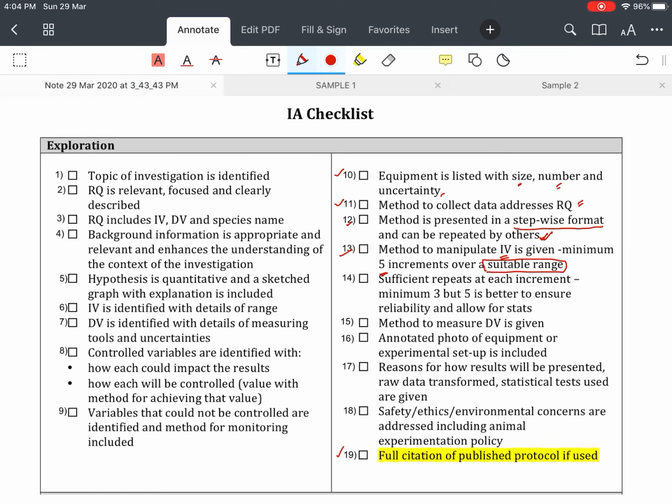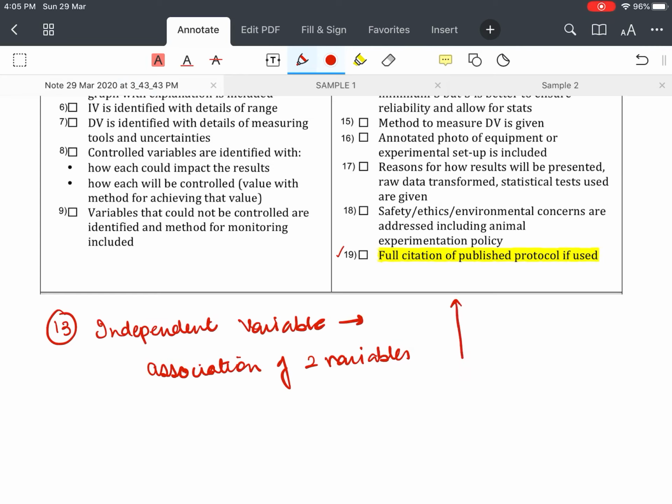If you are looking at the association of two variables, like this variable is affecting this or not, your independent variable comes here, your dependent variable comes here, and generally it is a line graph with 5 values.